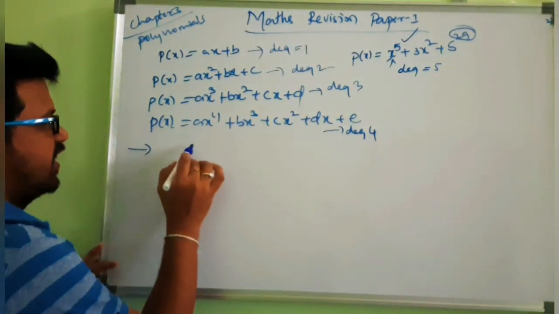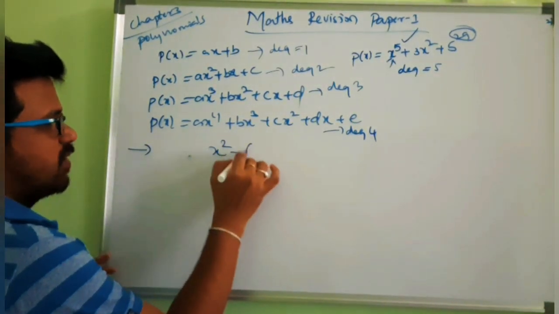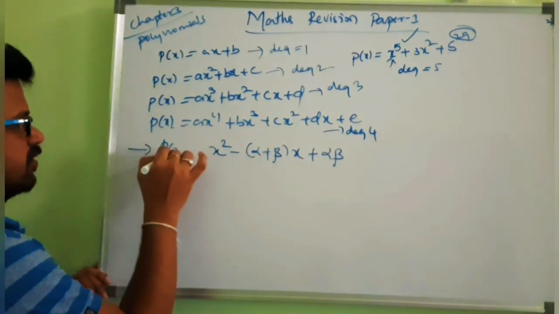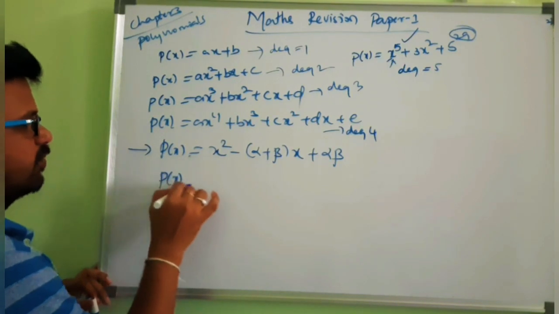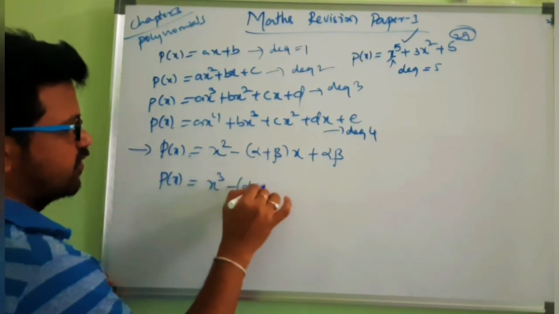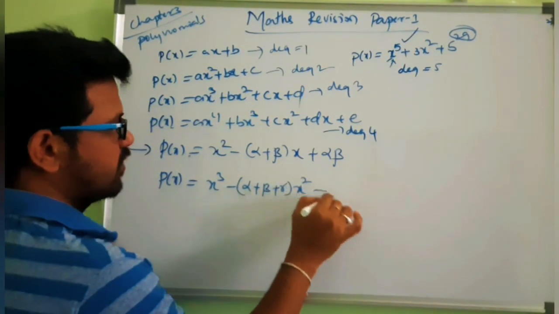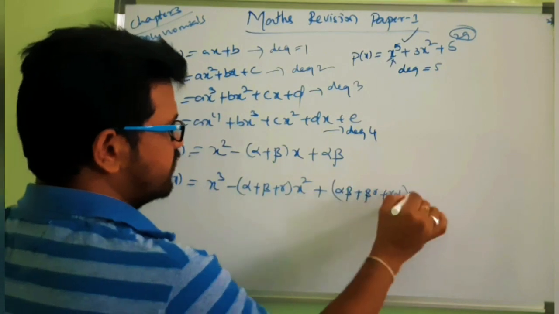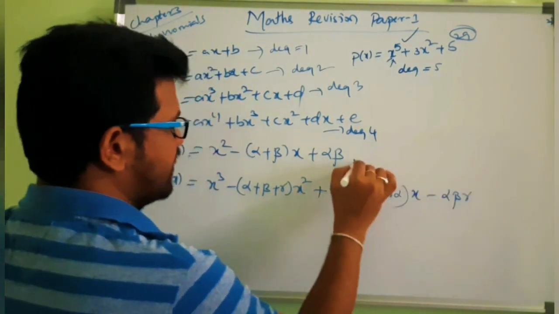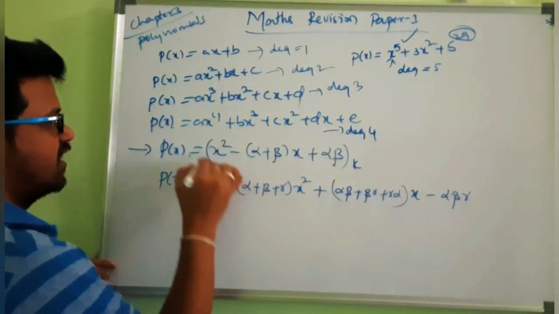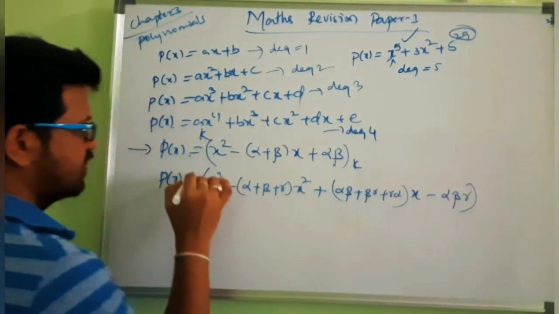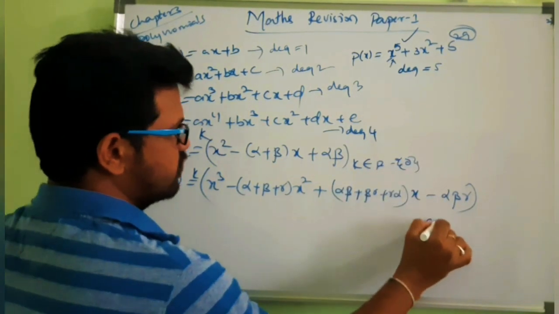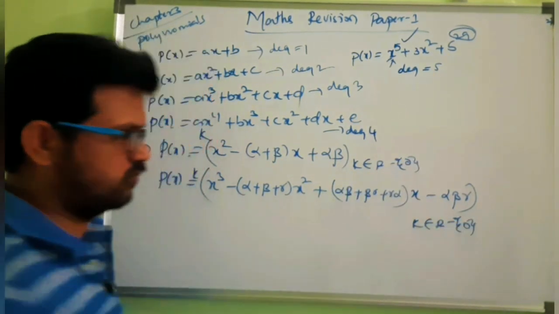That is, quadratic polynomial k(x square minus (alpha plus beta) into x plus alpha beta), and cubic polynomial k(x cube minus (alpha plus beta plus gamma) into x square plus (alpha beta plus beta gamma plus gamma alpha) into x minus alpha beta gamma), where here you have to multiply with one constant k. That k belongs to R except 0, you can take any real number.